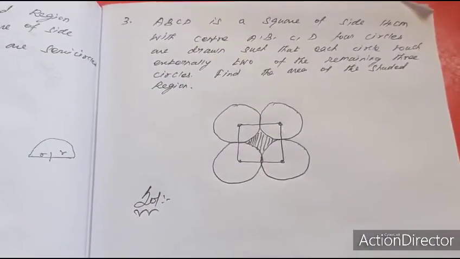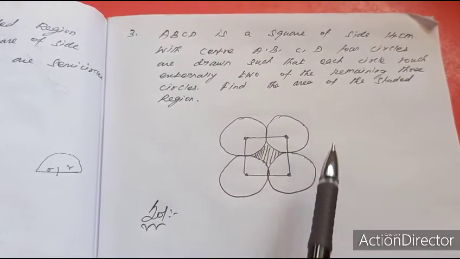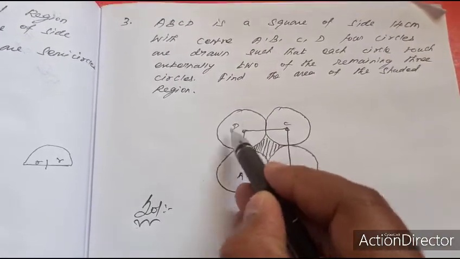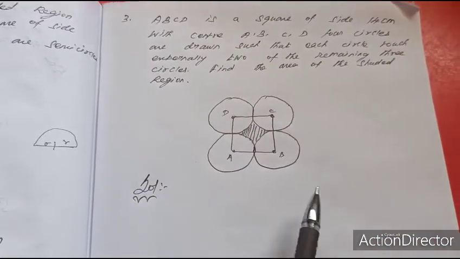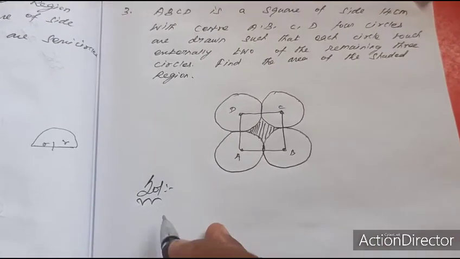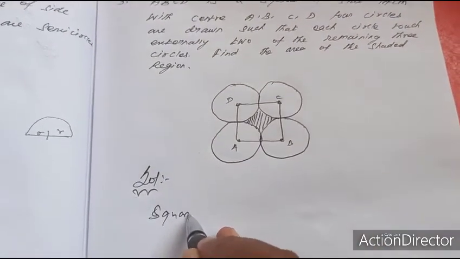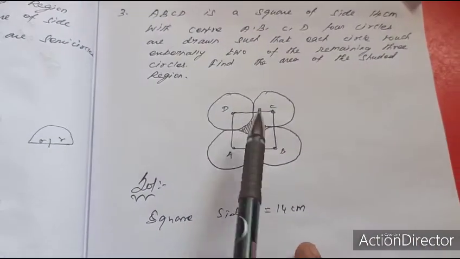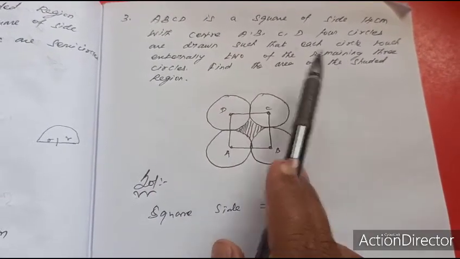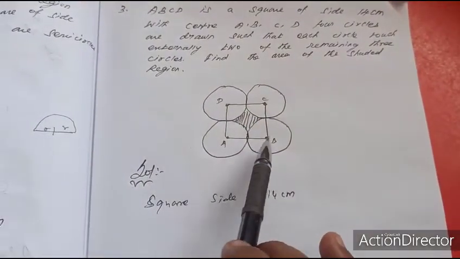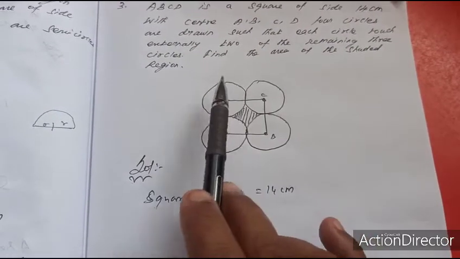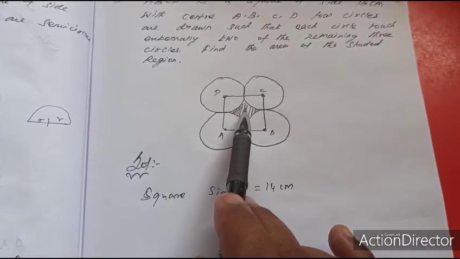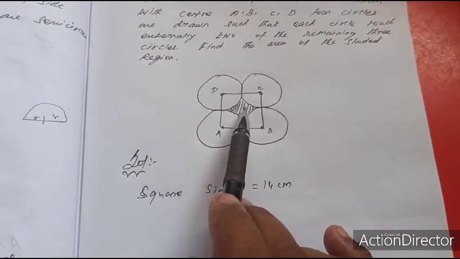Next, third question. ABCD is a square. The square side is 14 centimeter. With centers A, B, C, D, 4 circles are drawn: one circle at A, one at B, one at C, one at D. All circles touch each other. Find the area of the shaded region.